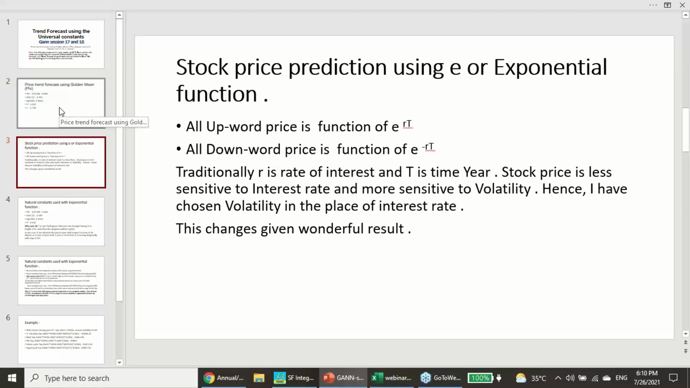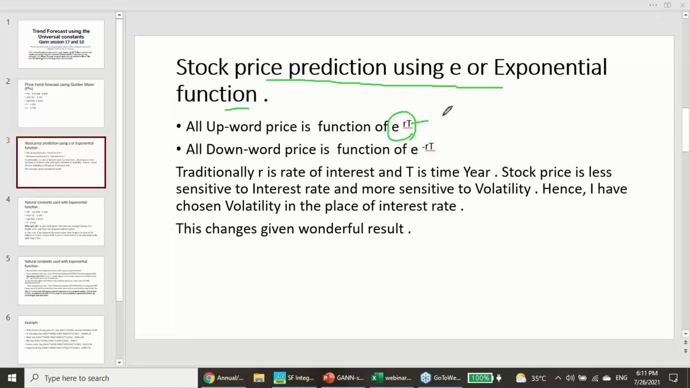So how do we go about this method and make the calculations using this constant? We have to use the exponential function with different volatility and time periods. Stock price prediction using the exponential function is known as e to the power r into t. This is an already existing formula. For any financial instrument's price prediction, you will be using e to the power r into t.